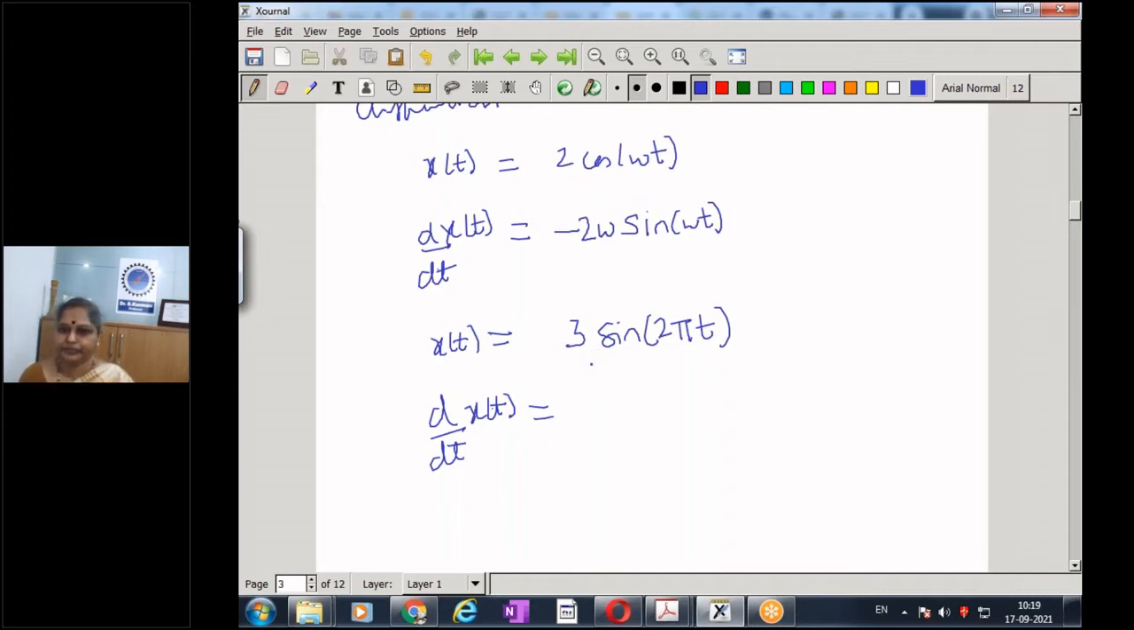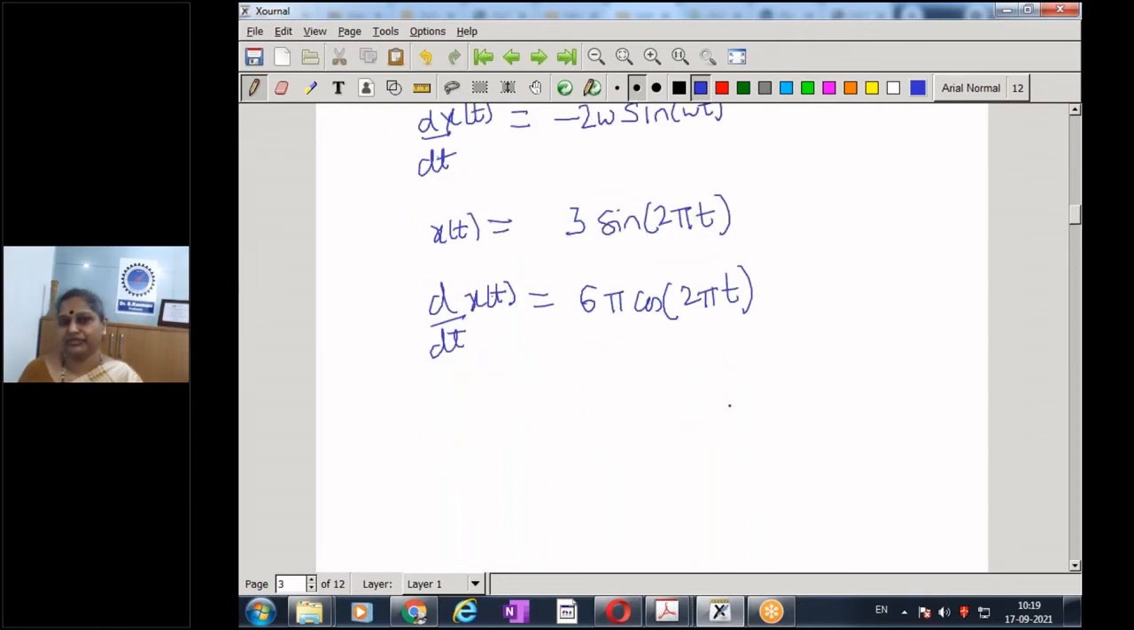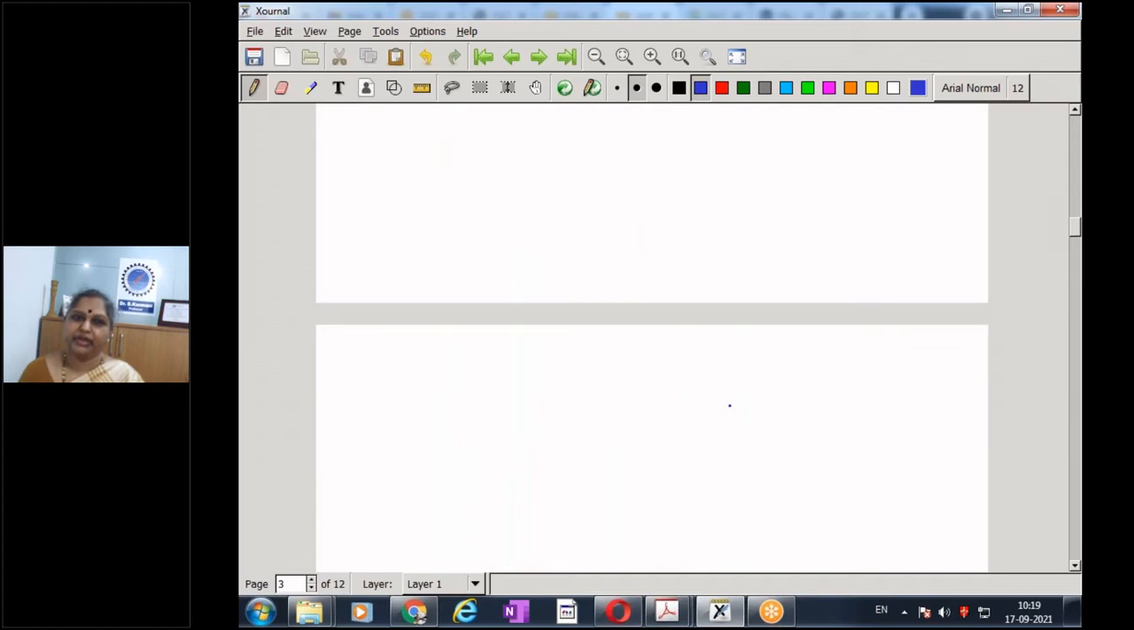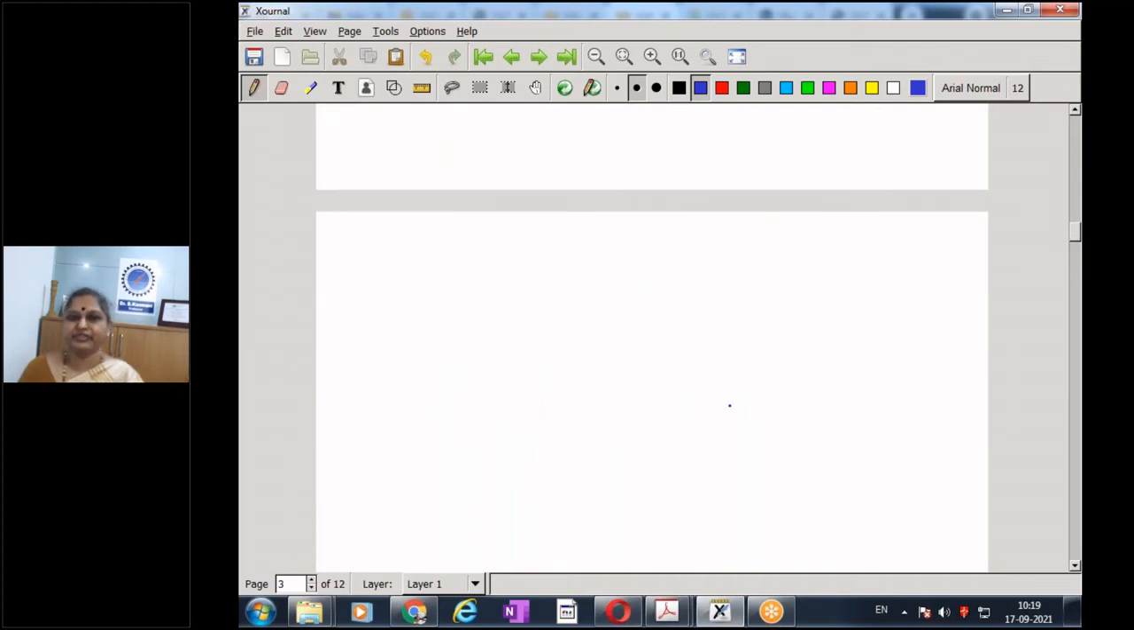What happens now? Yes, tell me, give an exact expression. Exact expression: 3 sine 2 pi t. What is the derivative? Yes, 6 pi cos 2 pi t. Yes. So this is something we already know, because we have been doing differentiation for so many years, maybe from high school. Now let's take a signal which we will plot.